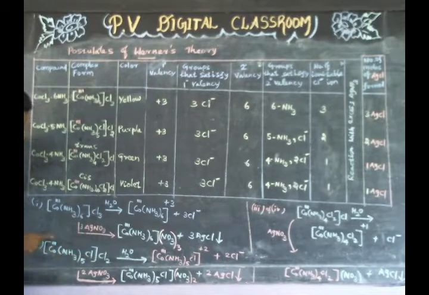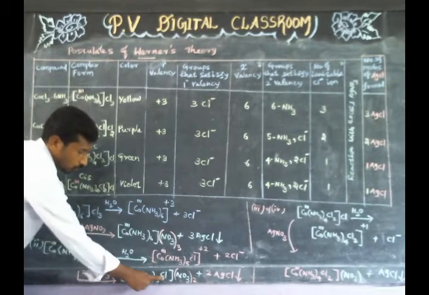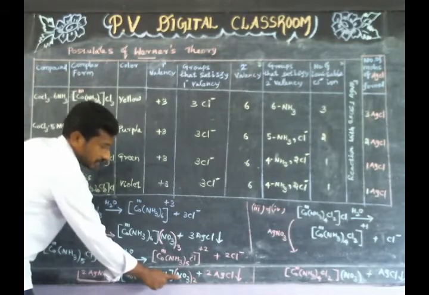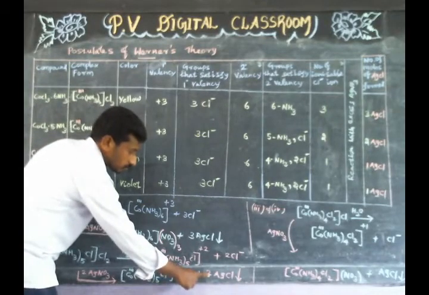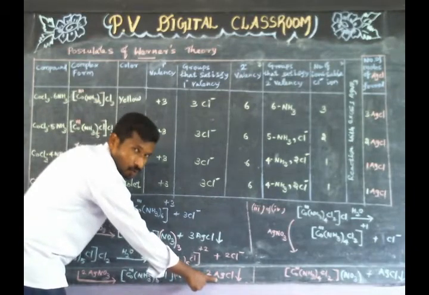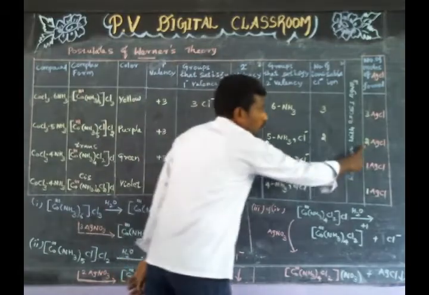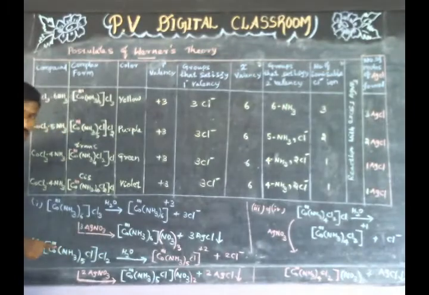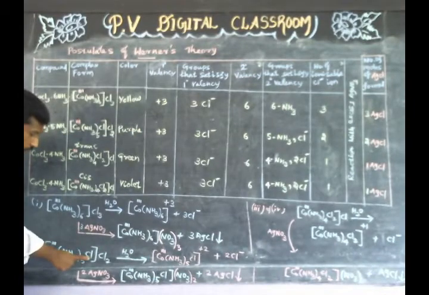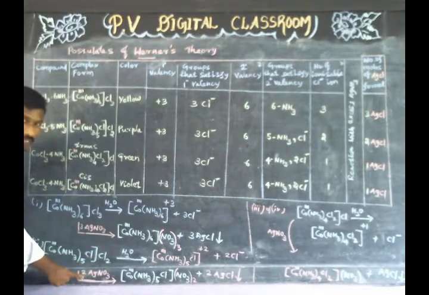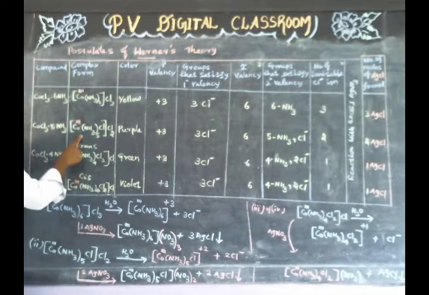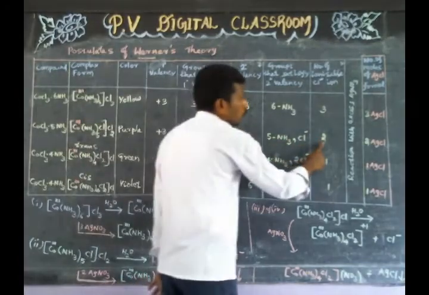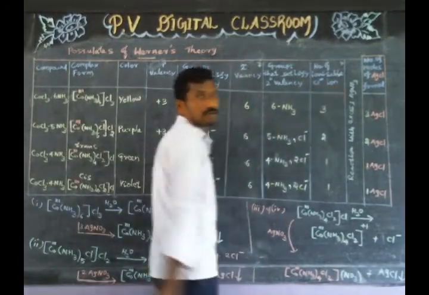Pentaamine chlorido cobalt 3 chloride reacts with excess silver nitrate solution to give pentaamine chlorido cobalt 3 nitrate and 2 moles of silver chloride. Since 2 moles of silver chloride are formed during the reaction between pentaamine chlorido cobalt 3 chloride and excess silver nitrate solution, this compound contains only 2 moles of ionizable Cl- ion.